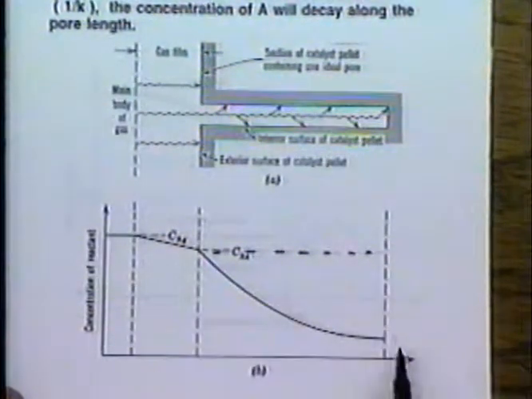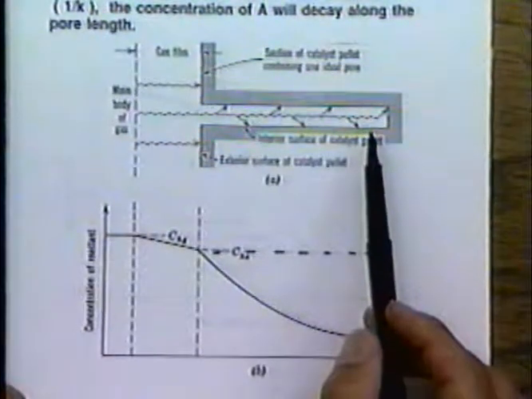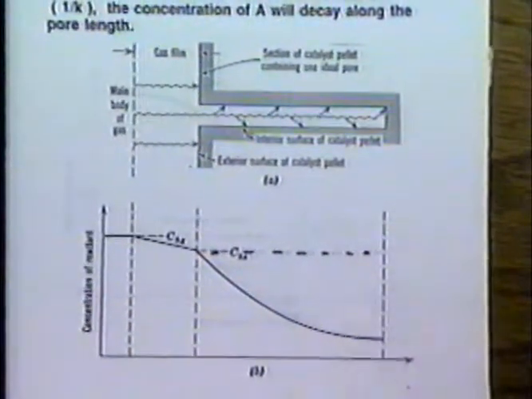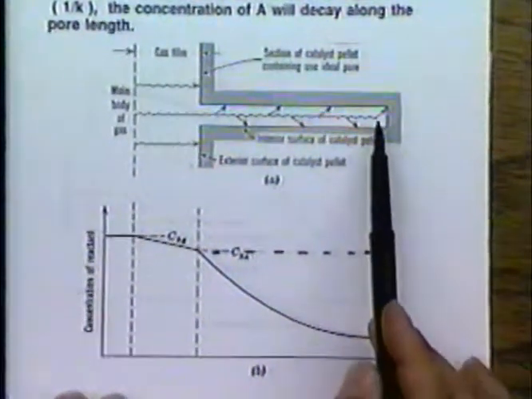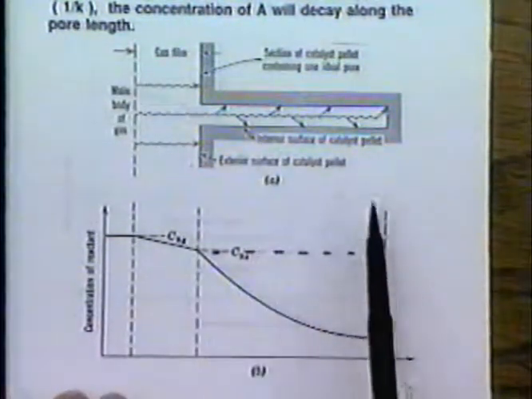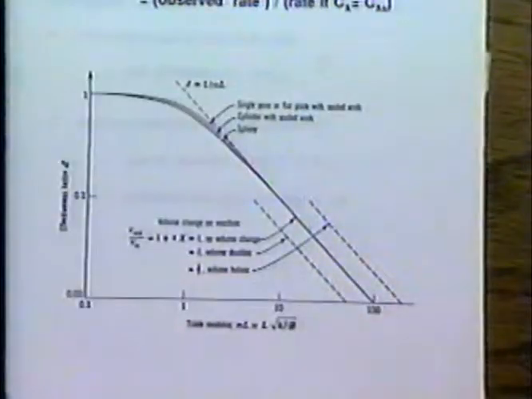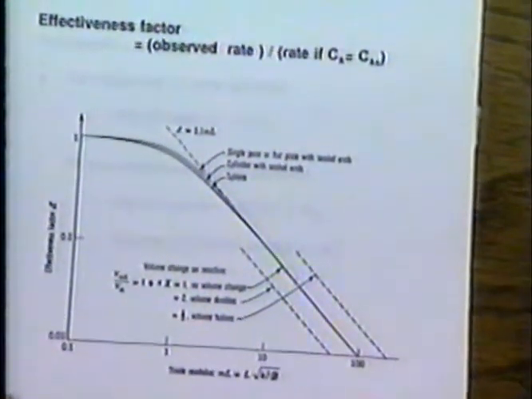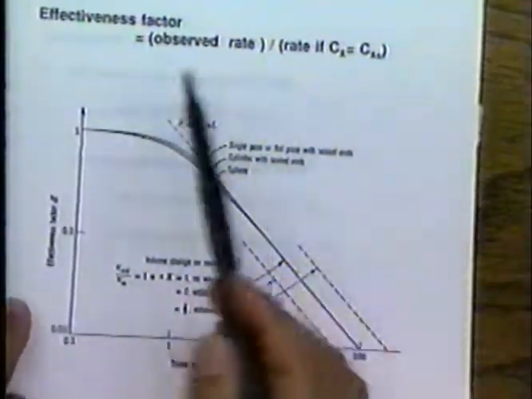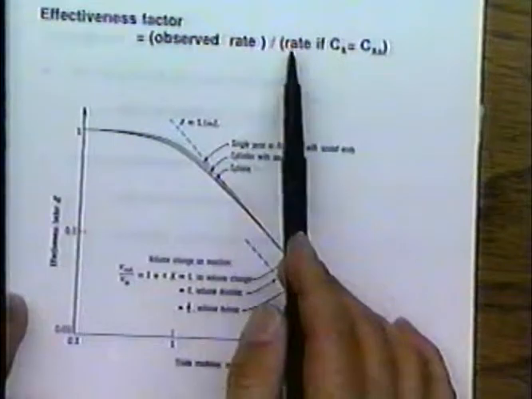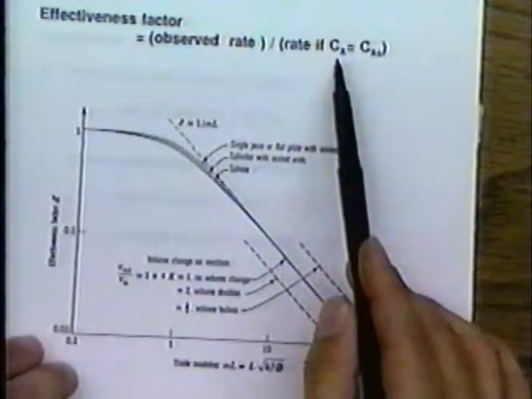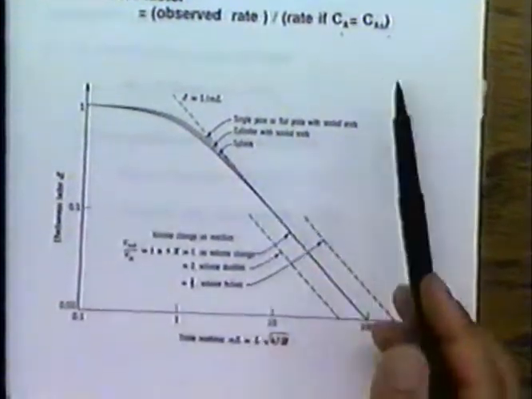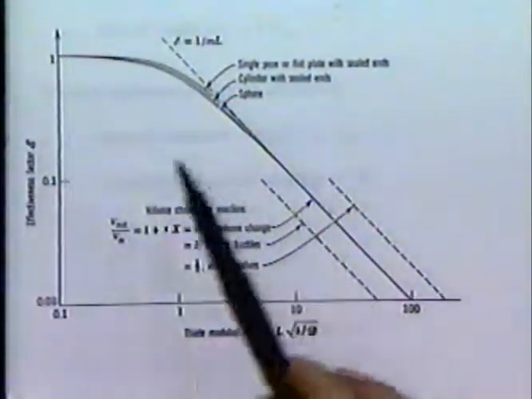This decaying concentration reduces the effectiveness of the catalyst because the rate will be smaller as we get into the pore. So here again, if we could reduce this gradient, we will have a more effective use of the catalyst. We may define an effectiveness factor as an observed rate divided by the rate if the concentration of A was constant in the pore, and the plot will look as the plots that we have drawn before.